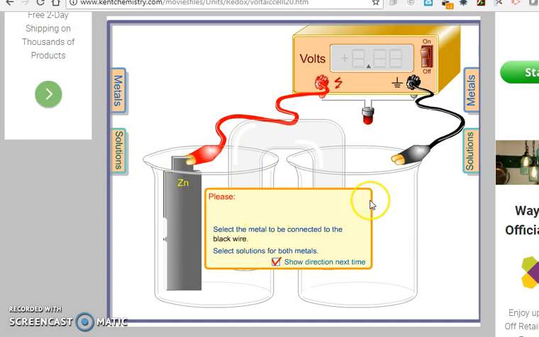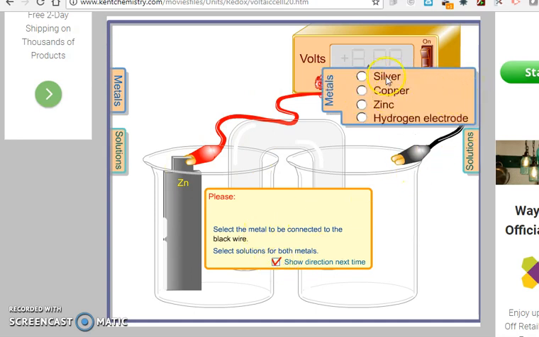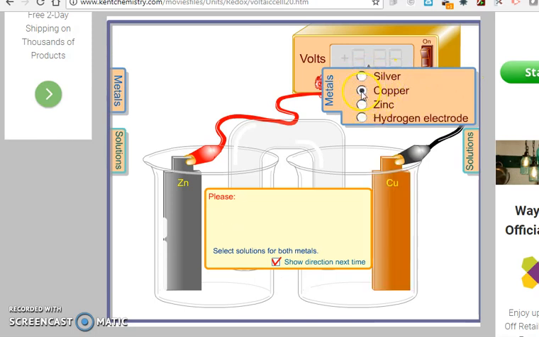Now select the metal to be connected to the black wire. So we go over here and do the same thing. Now we can't do the same metal. We can't do zinc also. We have to do a different metal. So we'll choose copper. All right? And I'll keep that on, what the heck.